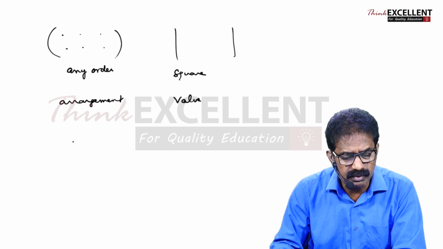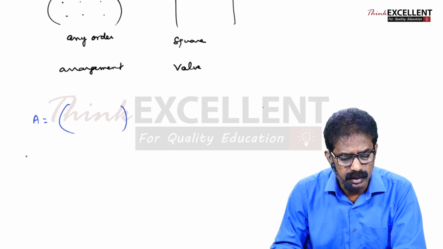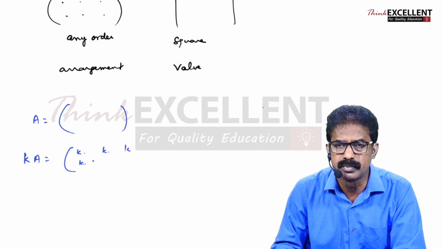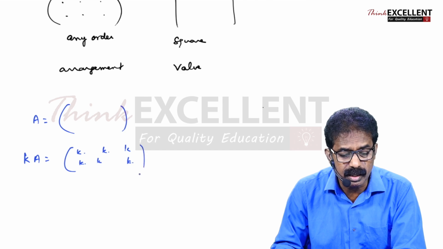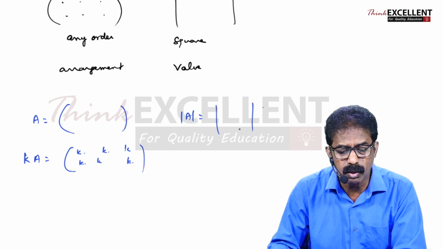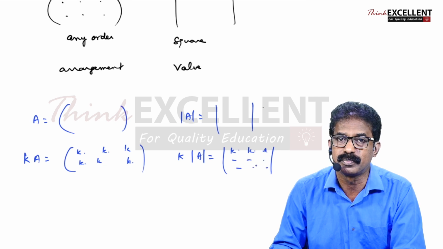Then a matrix, suppose A is a matrix, if you want to multiply it by a number k, you multiply every element by k. Every element you multiply by k. But in a determinant, not like that. If a determinant is given and I want to multiply it by k, you multiply any one row alone by k. Other elements, no change.